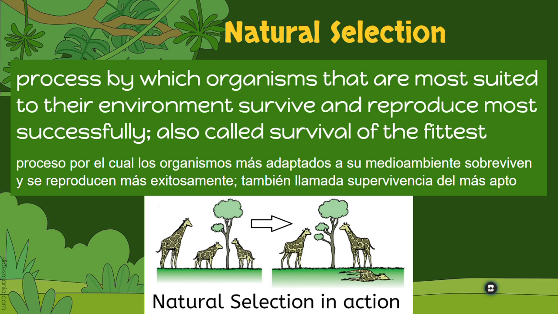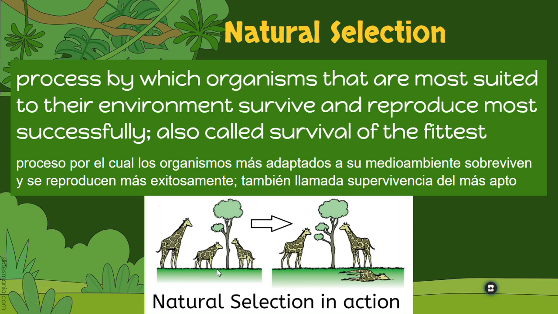The next key term here is natural selection. It's a process by which nature is naturally selecting organisms that are most suited to their environment, allowing them to survive and reproduce more successfully. This is also called survival of the fittest.